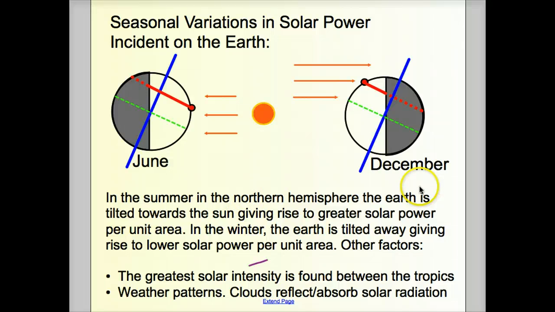So in the next podcast, we're going to look at climate change, global warming, and the effects that the sun actually has on our climate, and possibly some of the problems that we are creating by using certain energy sources.